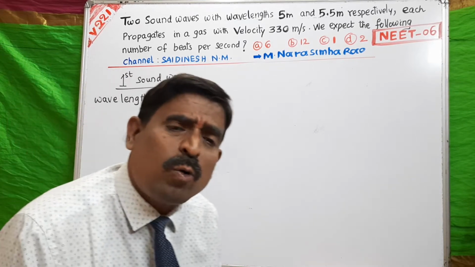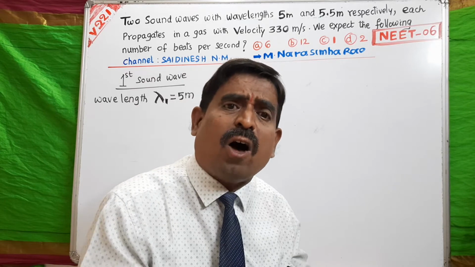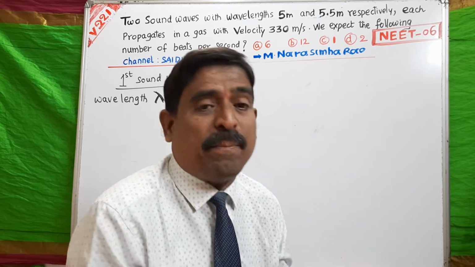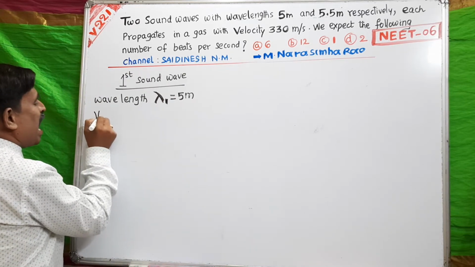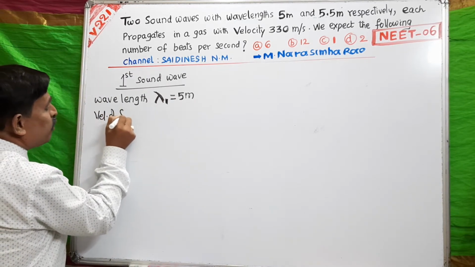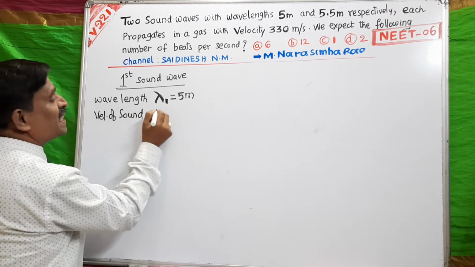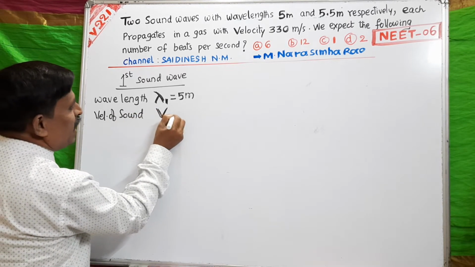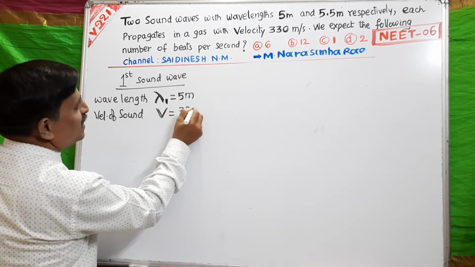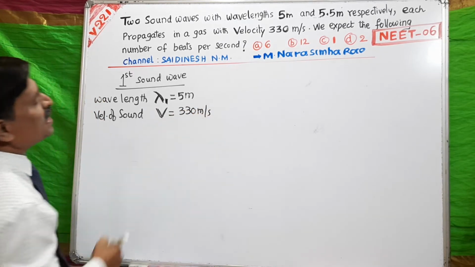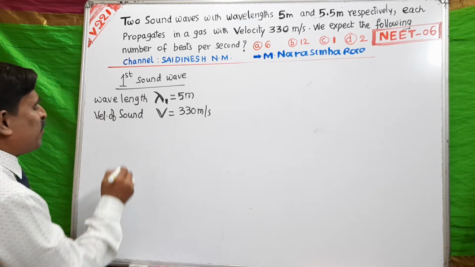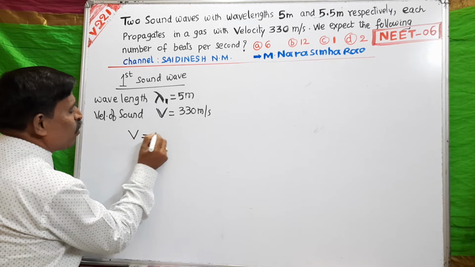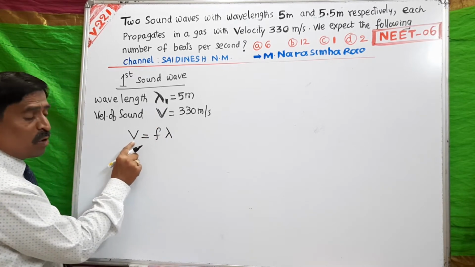These two sound waves are propagating in the same gas. Velocity of sound is the same. Velocity of sound wave is represented by capital V, that is given as 330 meter per second. Now, we know one formula, V is equal to F lambda, velocity of sound wave.